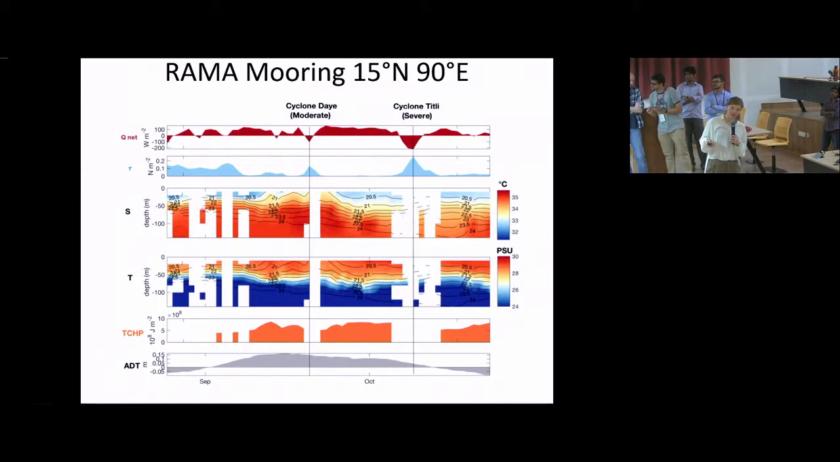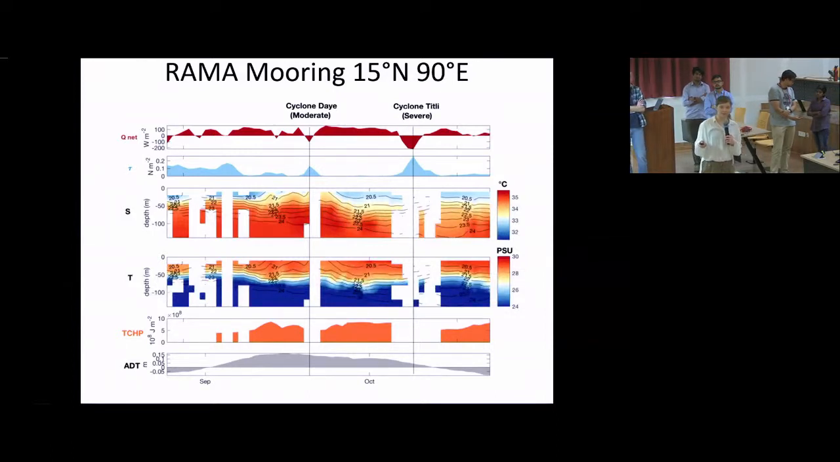So we compared a couple things here on this plot. We have the Q net for heat flux. We have the wind stress modulus and salinity and temperature of the mooring. We also calculated the tropical cyclone heat potential here, and then we have AVISO absolute dynamic topography on the bottom to sort of compare.